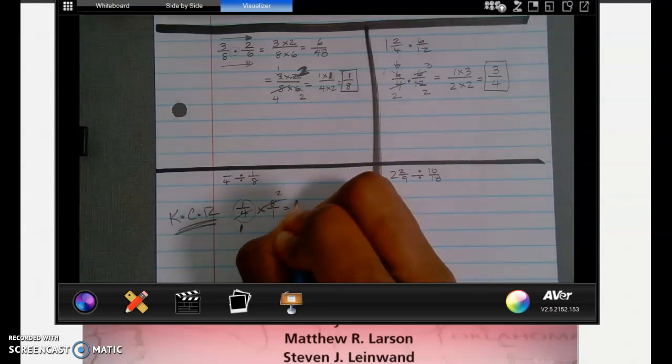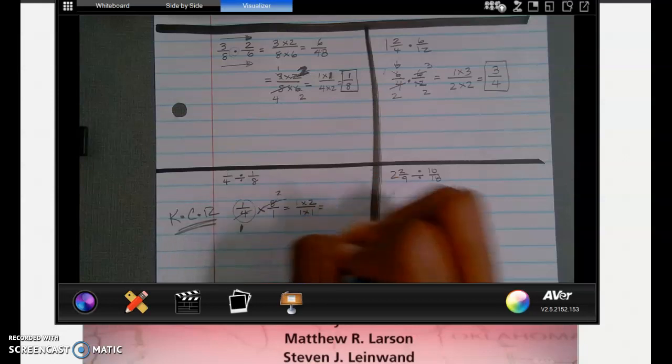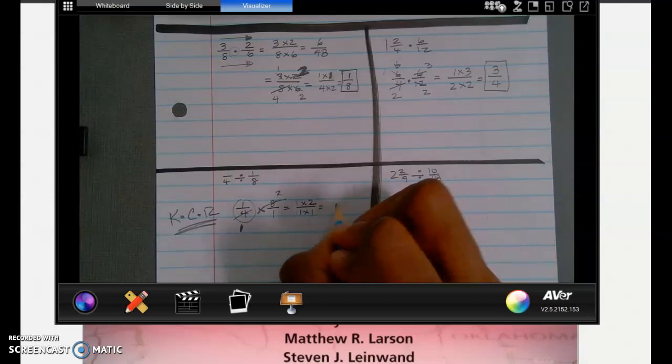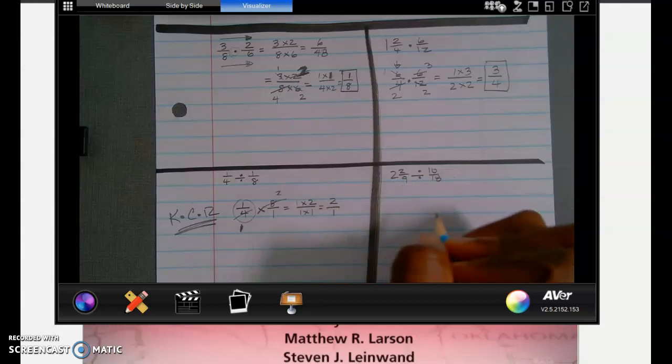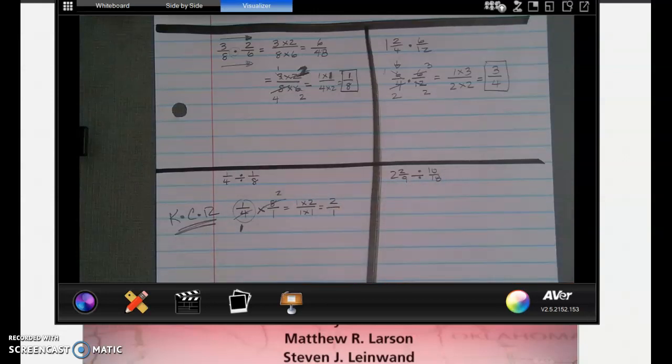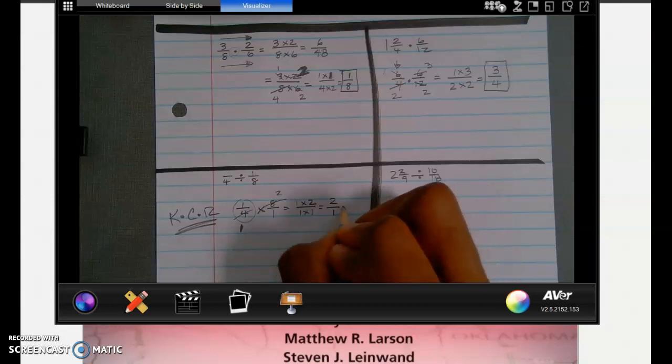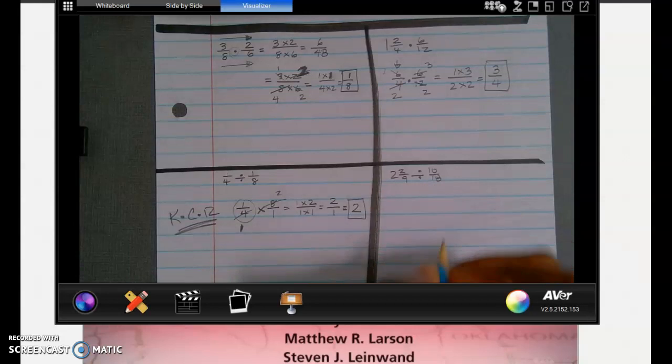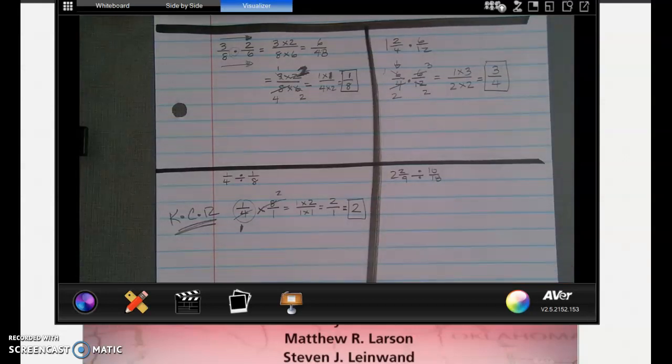So I'm going to multiply across 1 times 2. 1 times 1. Now, here is a conversation. When I multiply these across, I get the number 2/1. That is not the same as 1/2. 2/1, I can make any number into a fraction by simply putting it over 1. So this actually is going to equate to the number 2. So 1/4 divided into parts of 1/8, okay, it's going to be 2.